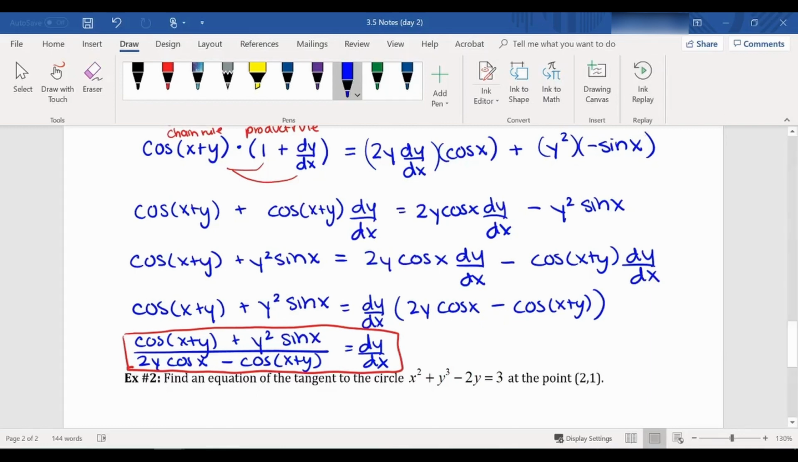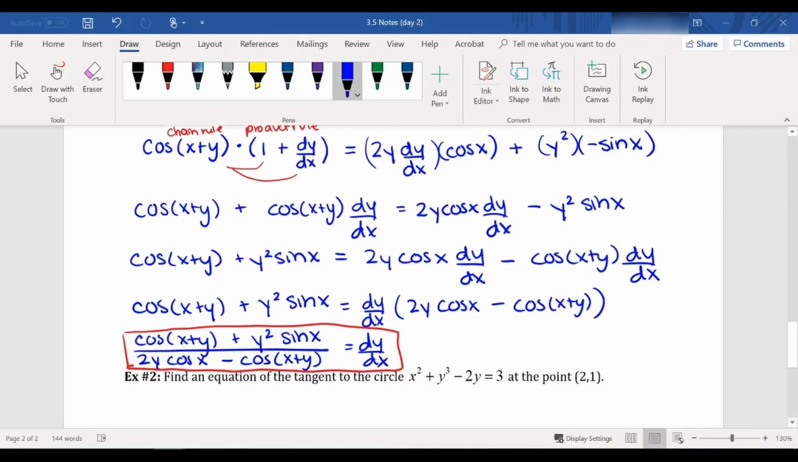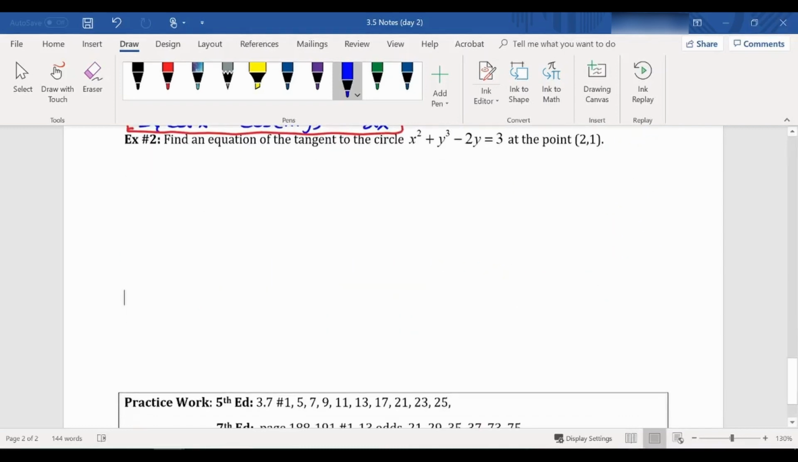We're going to be finding the equation of an entire tangent line. Just a reminder, your equation of a tangent line is y equals mx plus b, where m is the derivative of your function. So we need to find the derivative of this function.